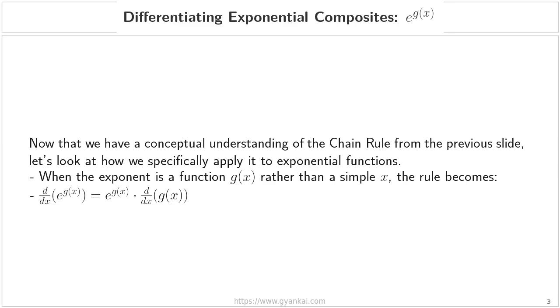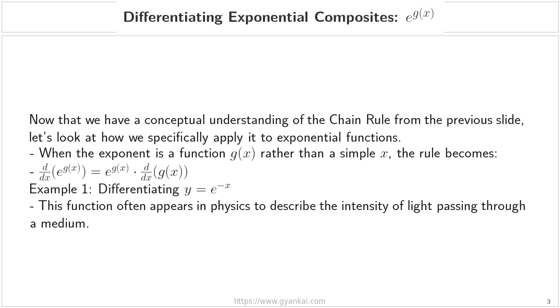The derivative of e to the power of g of x is equal to the original term, e to the power of g of x, multiplied by the derivative of that inner function, g of x. To see this in action, let's look at example 1, where we need to differentiate y equals e to the power of negative x. You will often see this specific function in physics when calculating the intensity of light as it passes through a medium.